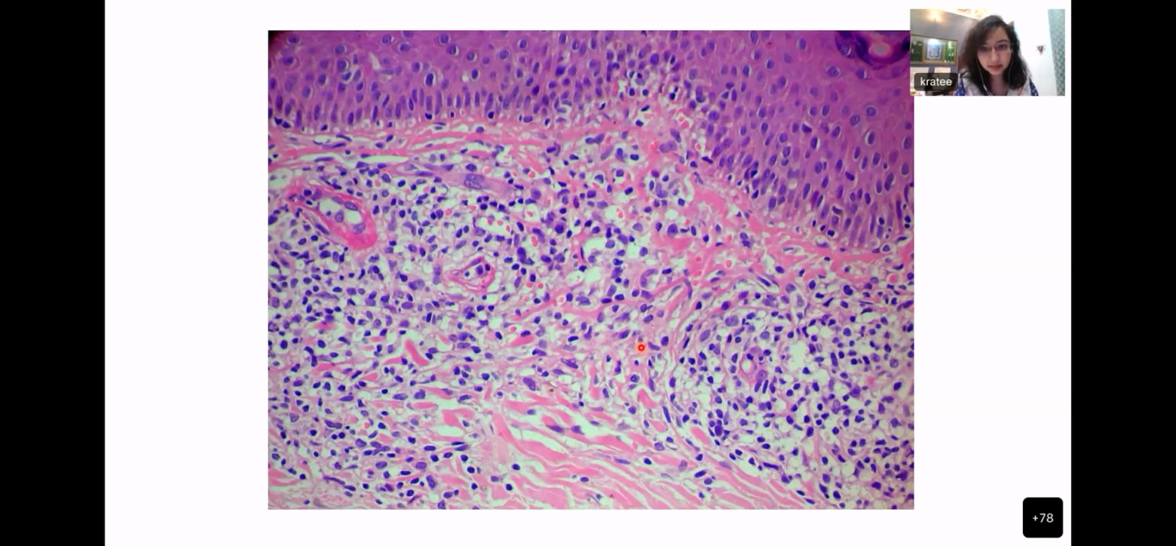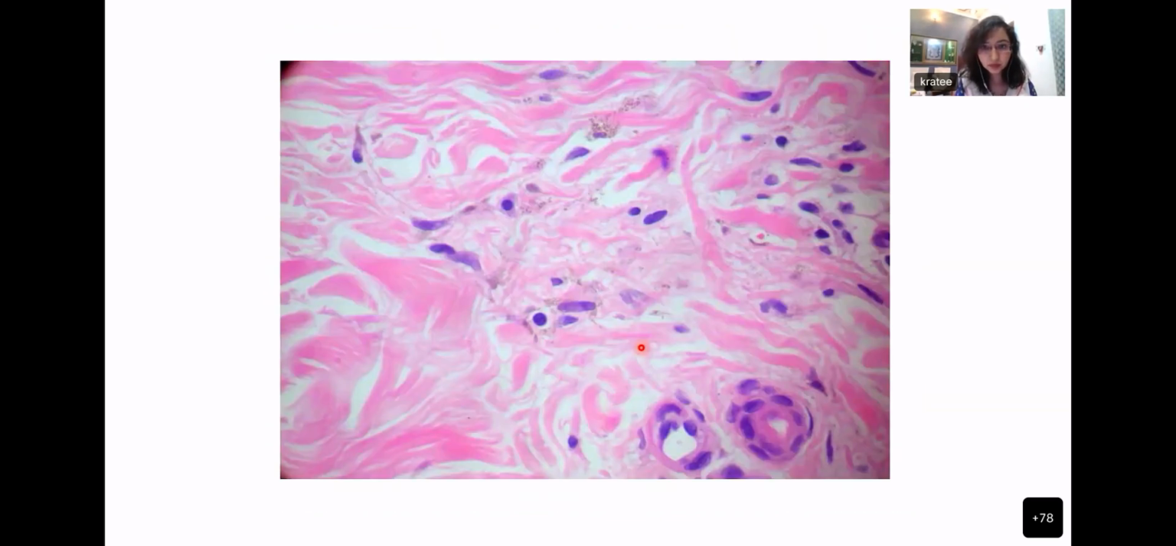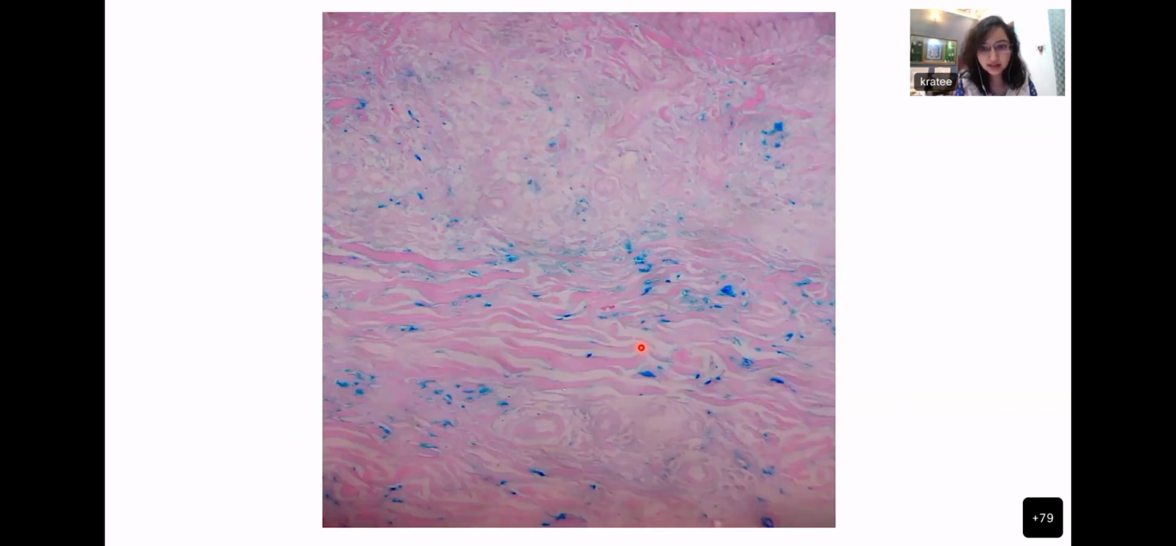So next slide, please. Also on higher power, we can appreciate melanophages with pigment incontinence, as it could be because of a chronic condition or pruritic condition, and a focus of degraded collagen is also noted. Next slide, please, sir. So this looks like mucin staining, staining the mucin interspersed between the collagen bundles. I think this was the last slide.